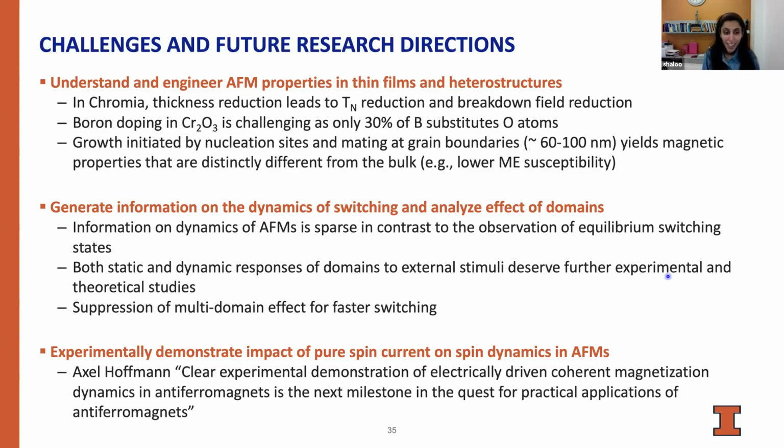And finally, I think Professor Axel Hoffman said this very succinctly, and I couldn't have said it better, which is that a clear experimental demonstration of electrically driven coherent magnetization dynamics in antiferromagnets is the next milestone. And it has not been demonstrated yet. So that is something to think about. And that would give us a validation of some of the things that we've been doing in our group.